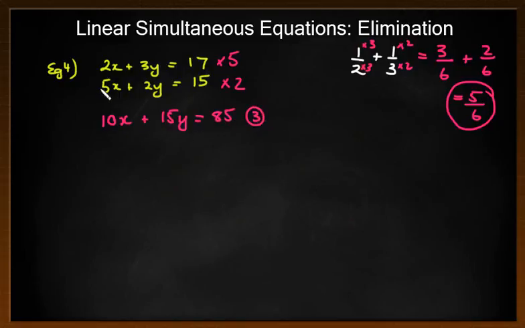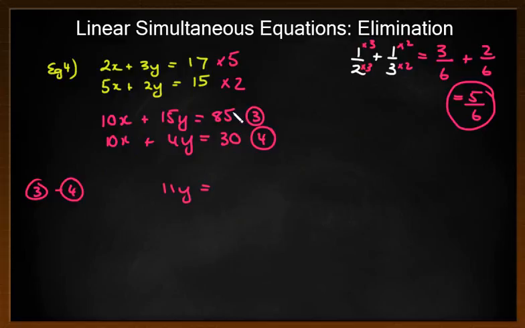I'm going to times the second one by 2. So 5 times 2 is 10x. Hence the x's are the same. 2 times 2 is 4y, and 15 times 2 is 30. I'm going to call that equation 4. Now, because I made the x's the same, you can see that it's just a nice subtraction kind of question. I've got bigger numbers on top, so I'm going to do 3 subtract 4. So 10 take away 10 is 0. 15 take away 4 is 11y. And then 85 take away 30.